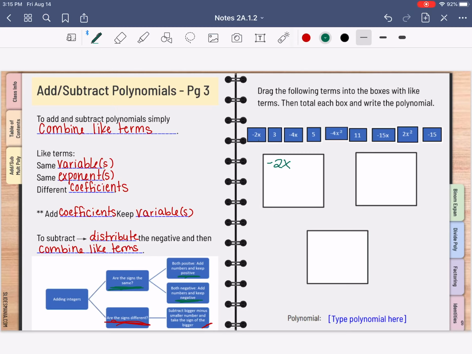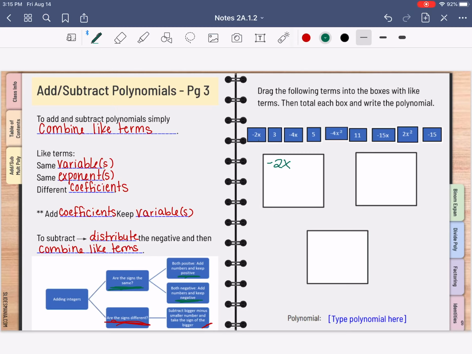The next one says -4x. Is that like with -2x or with 3? Well, they both have an x. The numbers in front are different, but they both have an x, and their exponents are the same. So I'm going to drag this negative 4x just down to this box. Then number 5, that's a constant, no variable, so it actually goes with the 3 because it's also a constant.